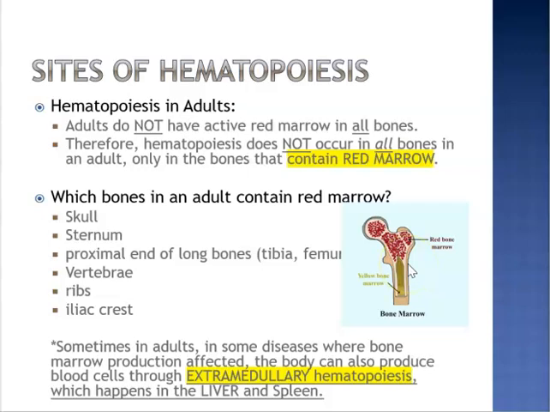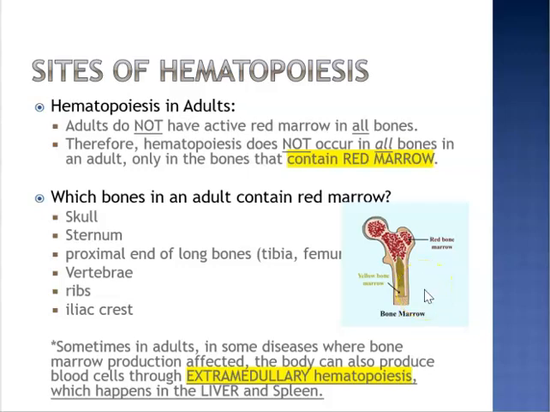If you'll look here on the image on this slide, you'll see this is an example of a long bone in the body. You see the red marrow is at the proximal end of our long bone, and then you have the yellow marrow down in the shaft of the long bone. And remember, our yellow marrow is the inactive marrow, so it wouldn't be producing any blood cells for us.